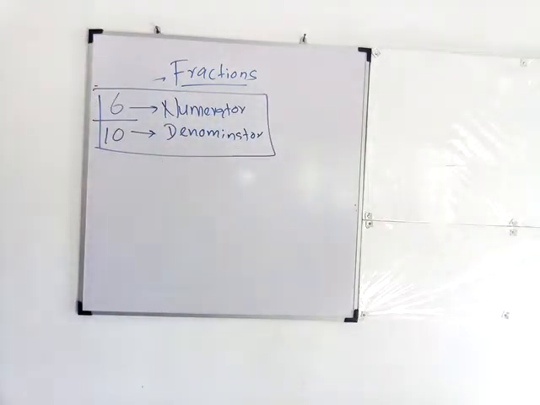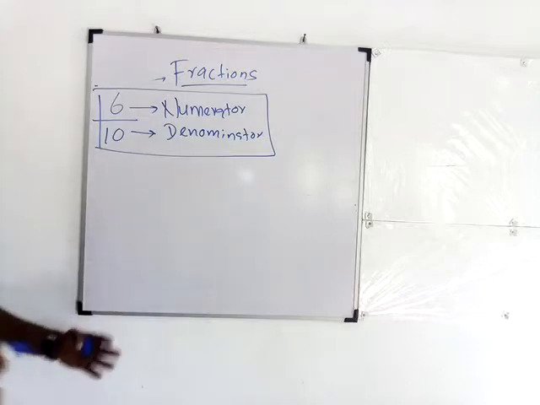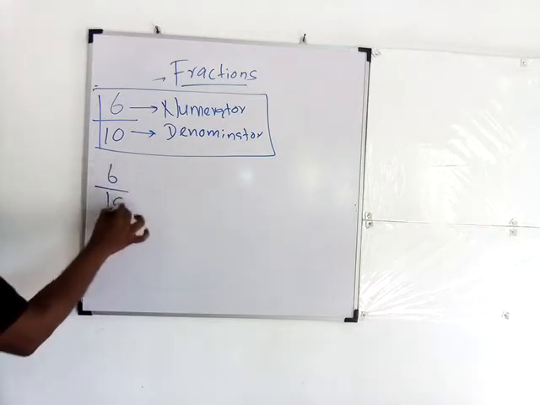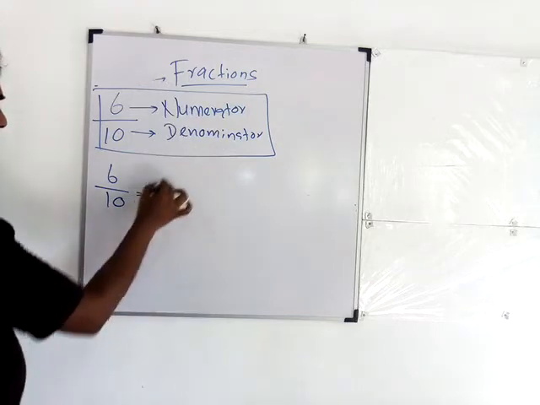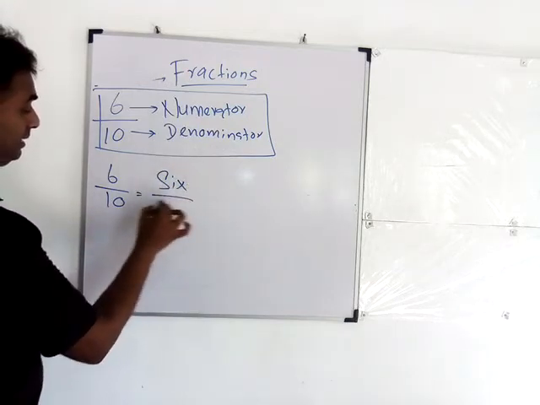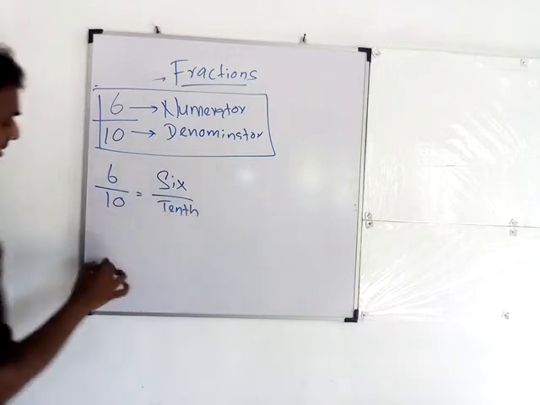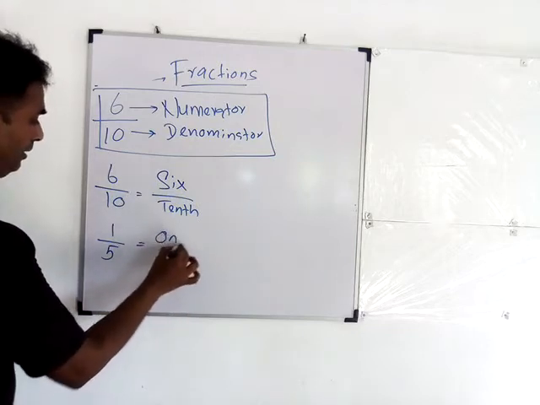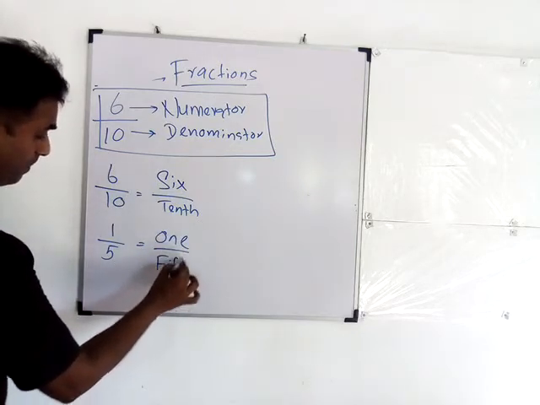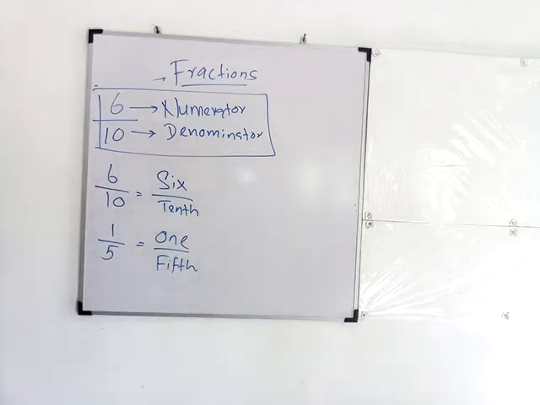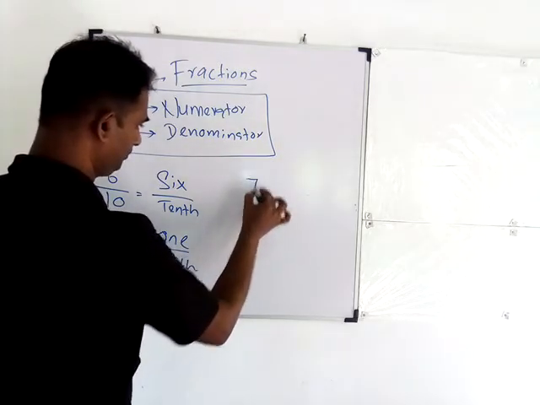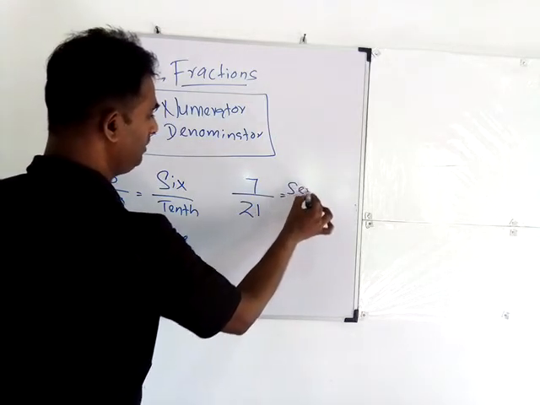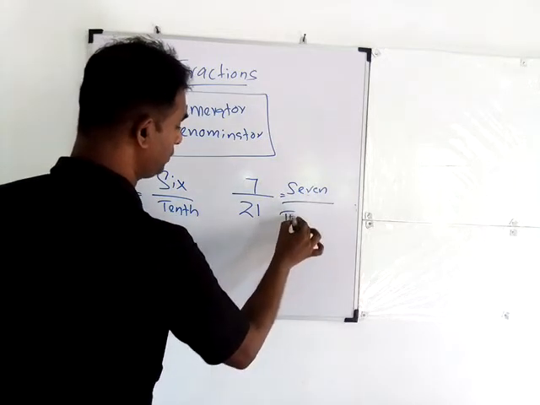Next, we want to study how we read a fraction. I write a fraction. I read it like this: 6 tenths. Another one. I read it like this: 1 fifth. Another one: 7 twenty-firsts.